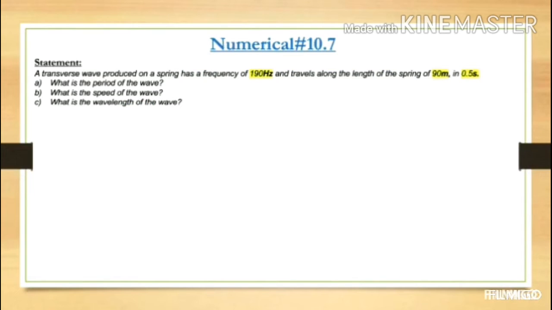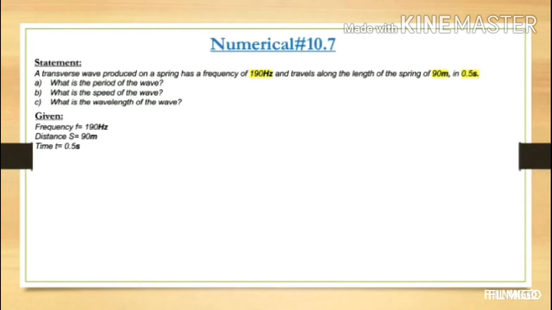The numerical 10.7. According to the statement, a transverse wave produced on a spring has a frequency of 190 Hz and travels along the length of the spring of 90 meter in 0.5 second. We have to find number 1 what is the period of the wave, number 2 what is the speed of the wave, and number 3 what is wavelength of the waves.